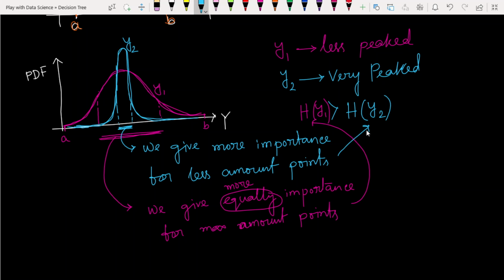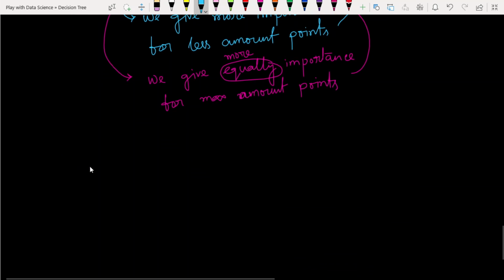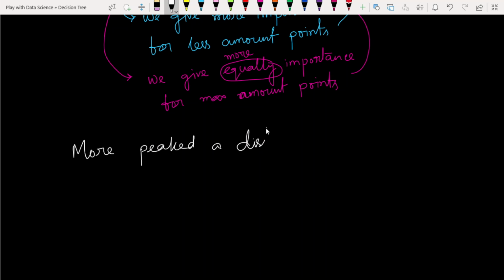So the conclusion is that the more peaked a distribution is, the less its entropy.